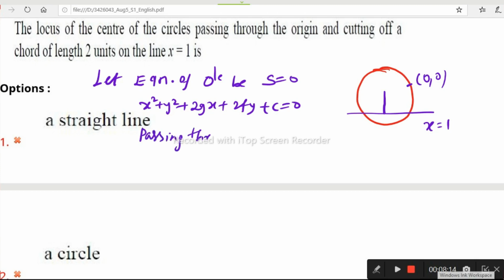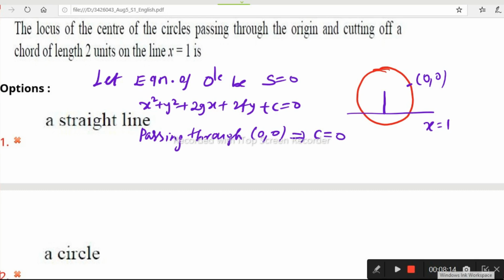Passing through, what is that point? 0 0, the origin. If it is passing through 0, in place of x and y, if we take the 0, we can get the constant c as 0. Therefore the equation of the circle is x square plus y square plus 2gx plus 2fy plus, in place of c, we can take 0, is equal to 0.